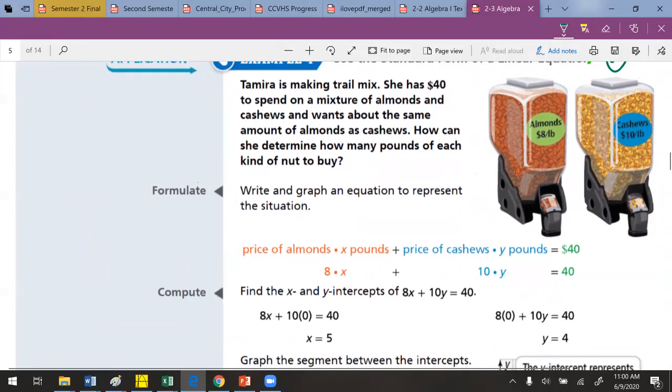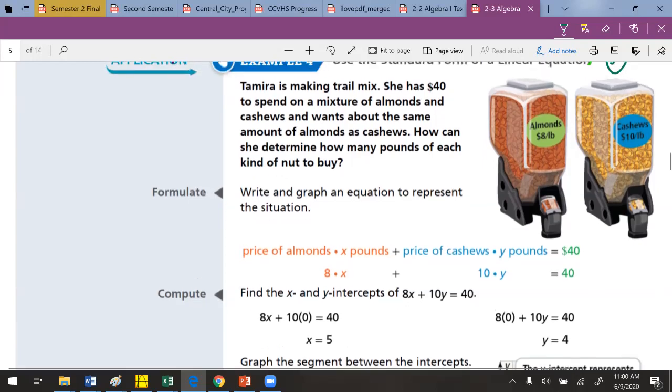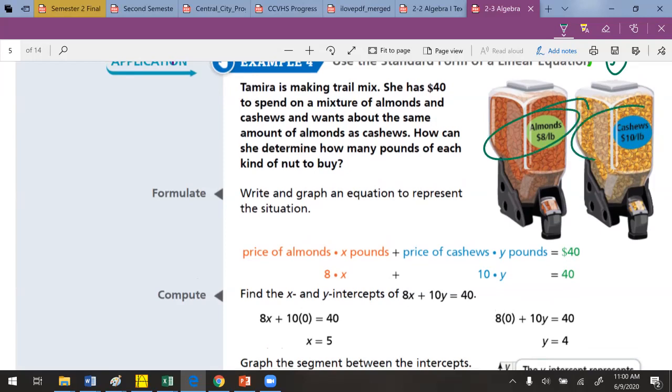Tamira is making trail mix. She had 40 bucks to spend on a mixture of almonds and cashews and wants about the same amount of almonds as cashews. So how can you determine how many pounds of each she needs to buy? Okay, well, almonds are 8 bucks a pound, cashews are 10 bucks a pound, bing, bang, boom, there's your equation, okay? So just find the x and y intercepts.